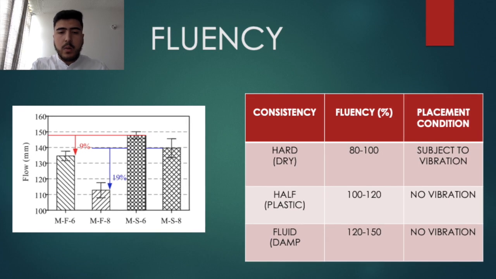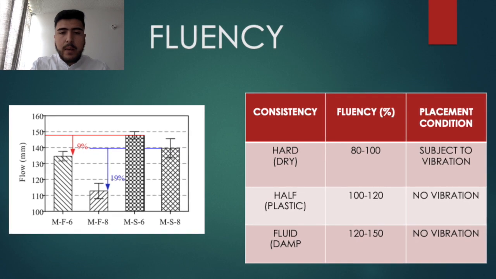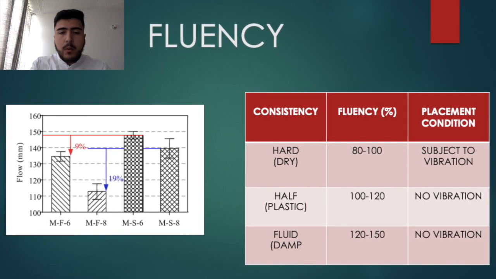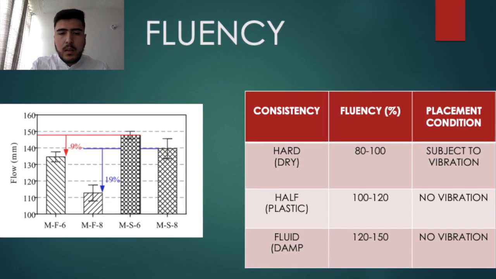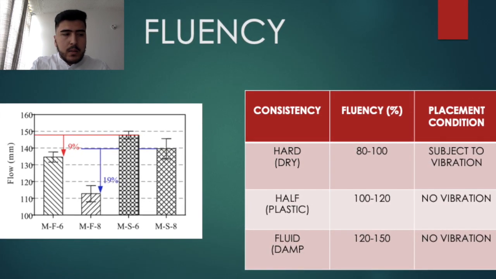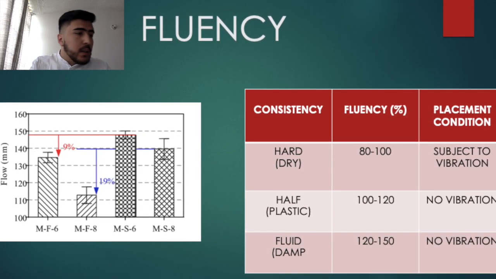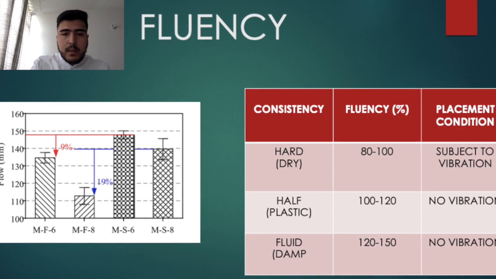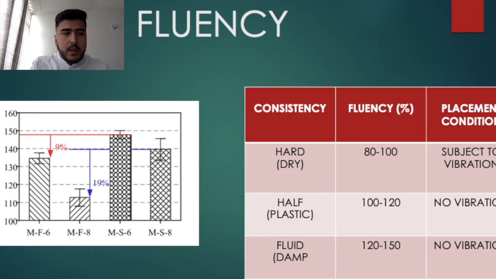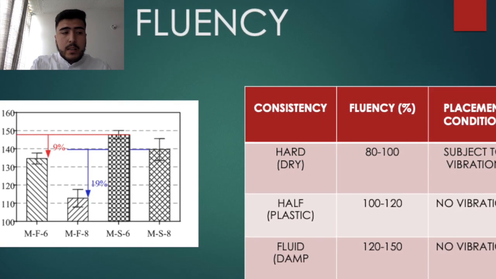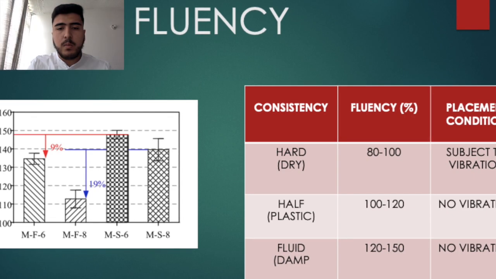The results showed that the mortars made with full volume fly ash have less fluency than the control mortars. In the case of the mortars made with 6% of active alkaline, it is 9%, and in the case of 8% of active alkaline, it is 19%.